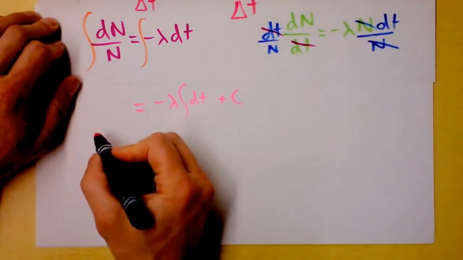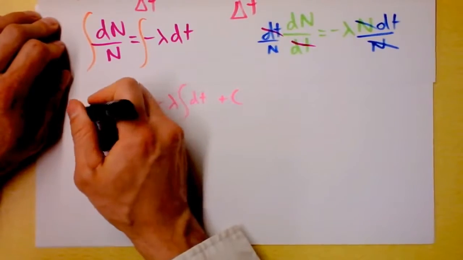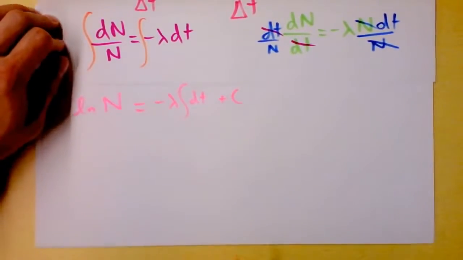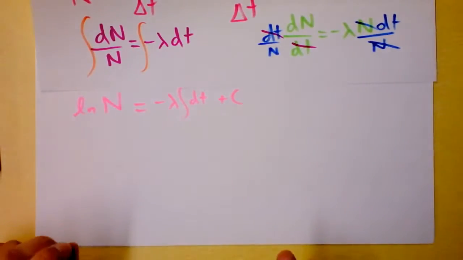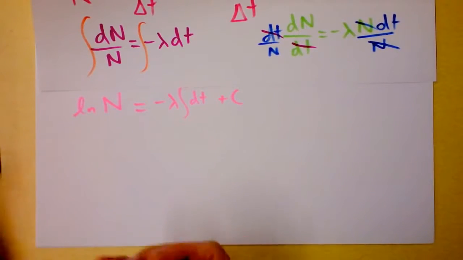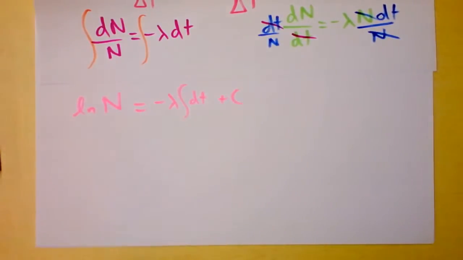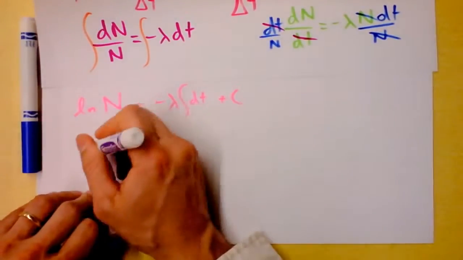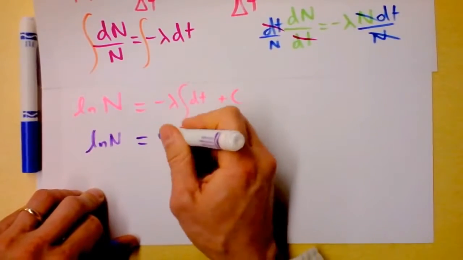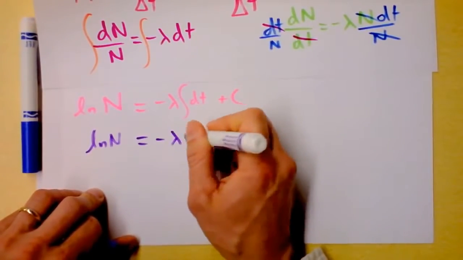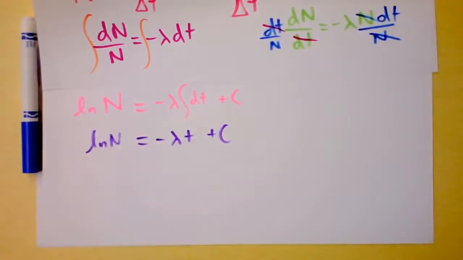Okay, and then on this side, I get the natural log of the number. Now that's a beautiful thing. Let me present it to you like this. Here's the natural log of n, and here's this integral over t. We probably should go one more line before we start talking. Natural log of n is negative lambda times t plus some stupid constant.